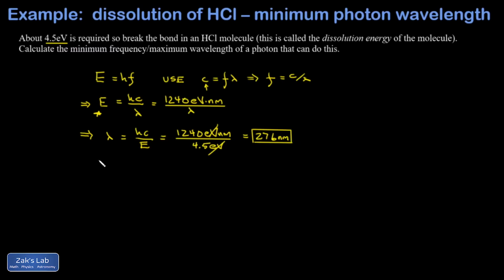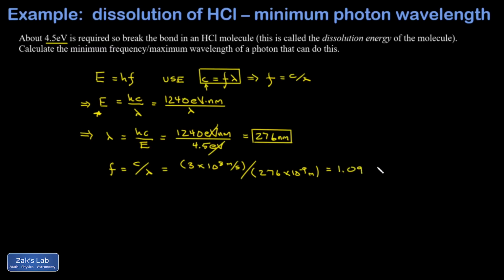We were also asked for the frequency here, so we'll go back to this wave speed and frequency and wavelength equation. And solving for frequency real quick, I get c over lambda. And we'll take the speed of light as 3 times 10 to the 8th meters per second. And our wavelength in the correct units would be 276 times 10 to the negative 9 meters. I'm left with units of inverse seconds, which are hertz. And keeping 3 sig figs, I get 1.09 times 10 to the 15 hertz.